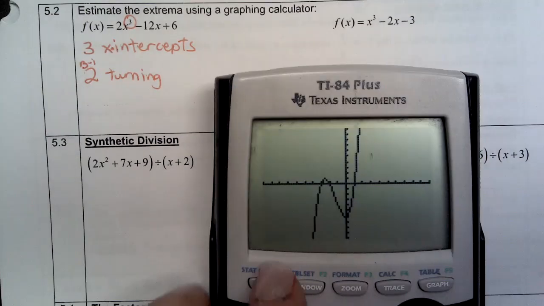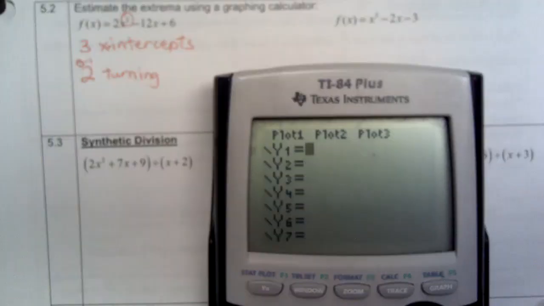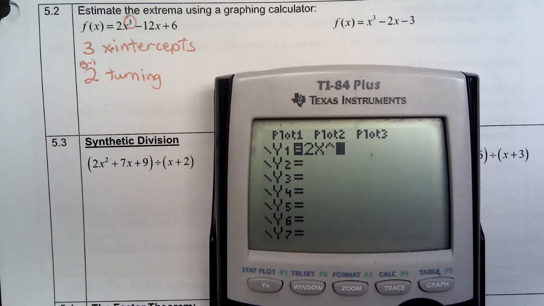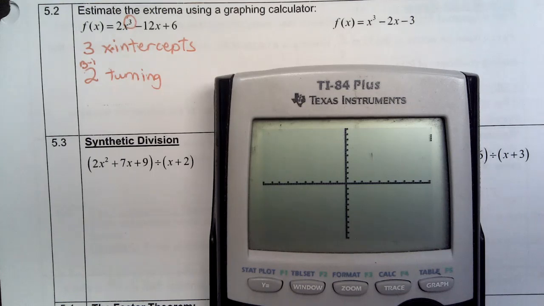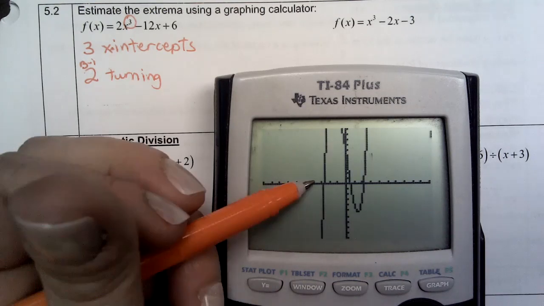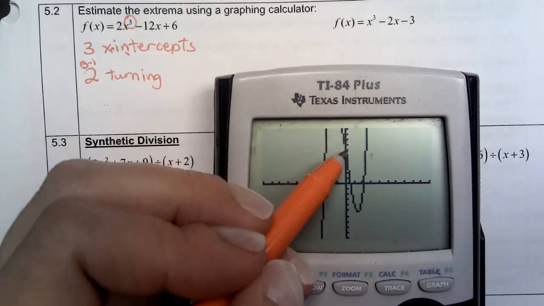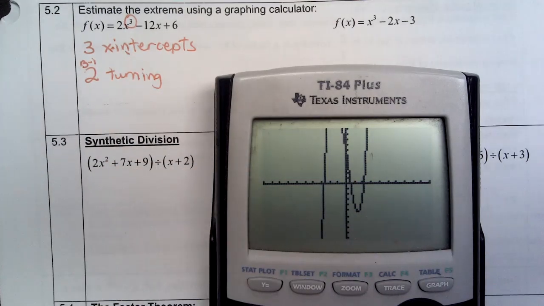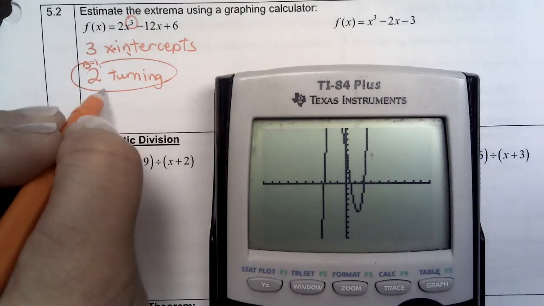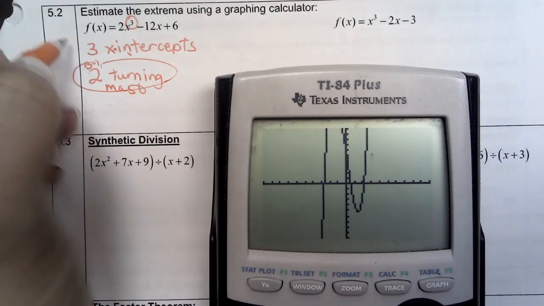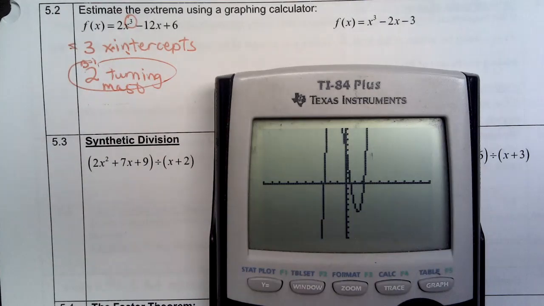Let's go ahead and graph this function. So it's going to be 2x to the third minus 12x plus 6. If we graph it, we can see that it has 1, 2, 3 x-intercepts, and it has 1 up here and 1 down here turning points, so 2 turning points. And remember, for this one right here, that's a most. That's the most it can have, and the x-intercept is exact.